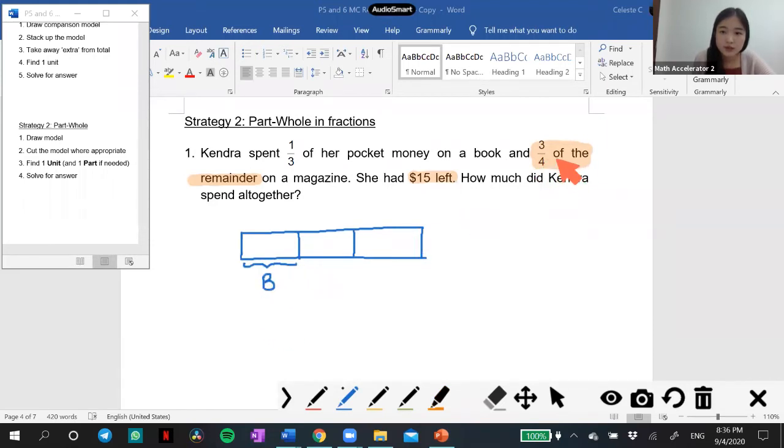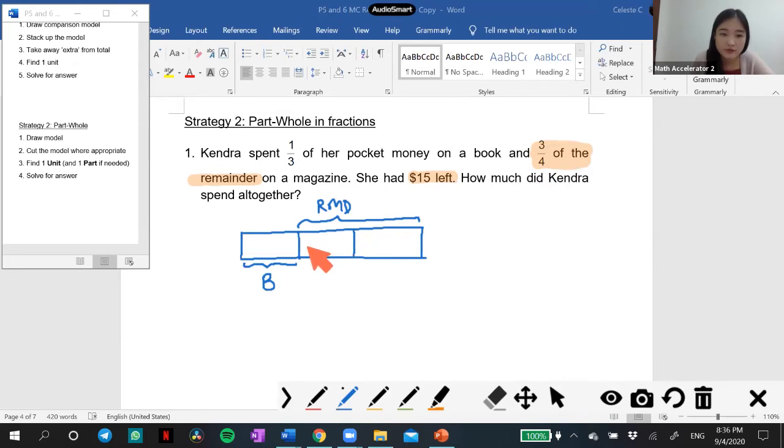Right, and then 3/4 of the remainder on a magazine. Where's the remainder? Here. These two parts here. This is the remainder. Right, 3/4 of this is spent on a magazine.